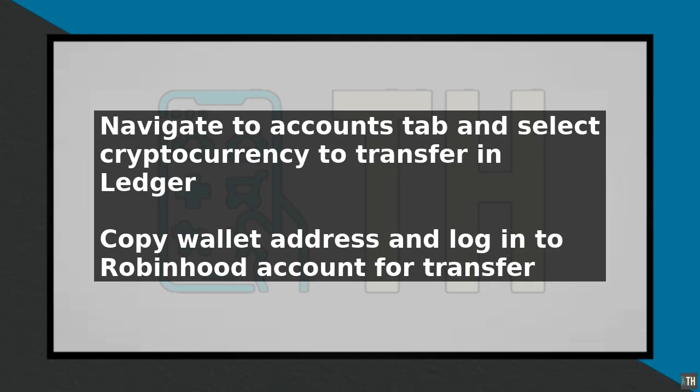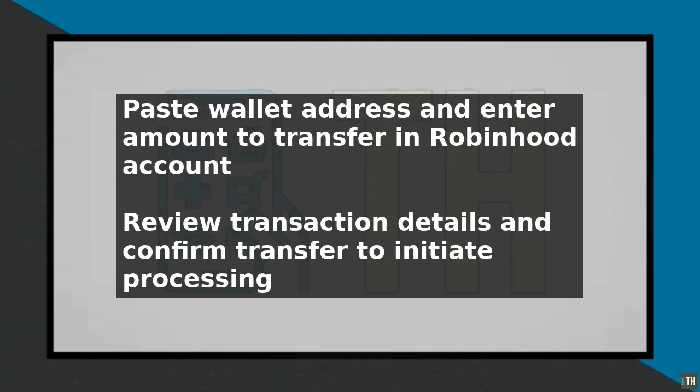Then, log into your Robinhood account and navigate to the cryptocurrency section. Click on the Transfer button and select the cryptocurrency you want to transfer. Paste the wallet address you copied earlier into the recipient field and enter the amount you want to transfer.